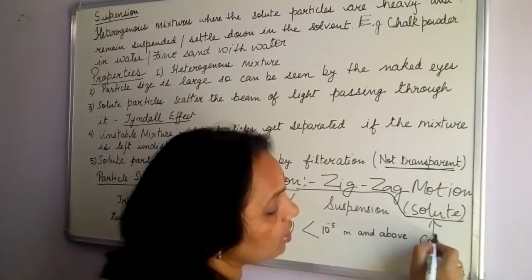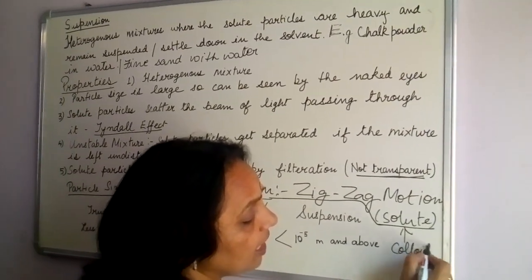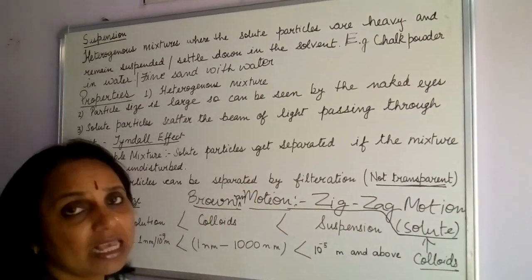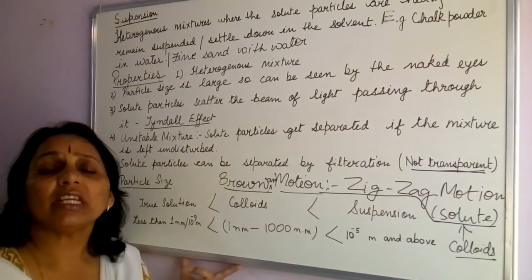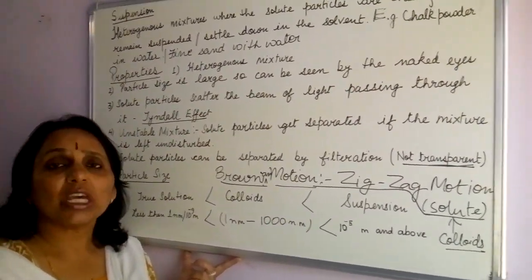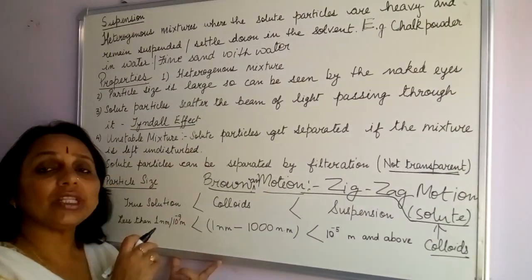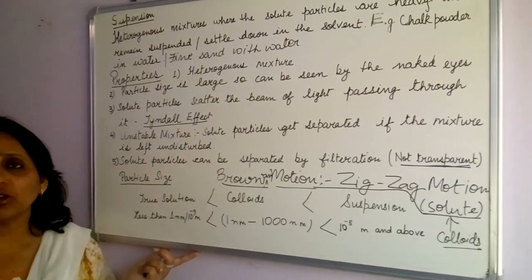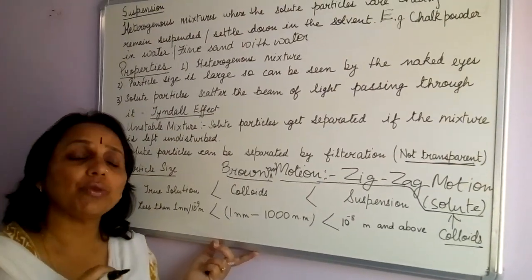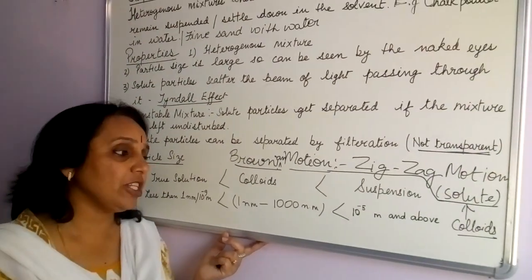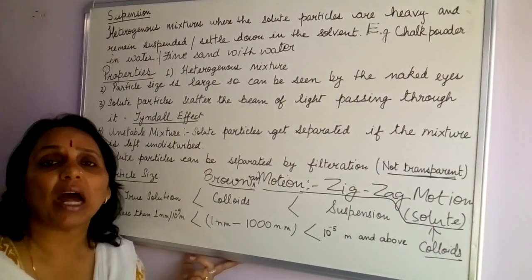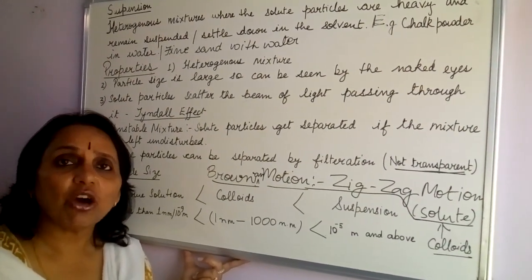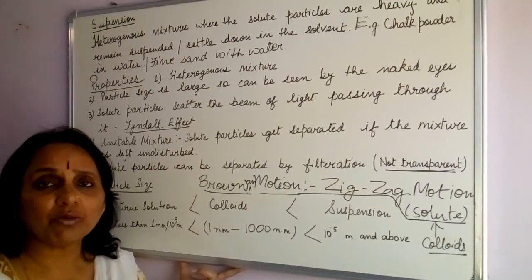Why? Because the colloids have intermediate solute particle size and they can move in a zigzag fashion. And the true solutions have very small solute particle size, so they do not show Brownian motion, whereas the suspensions have a very large particle size, so thus they also do not show Brownian motion.